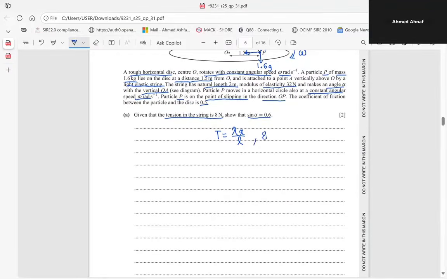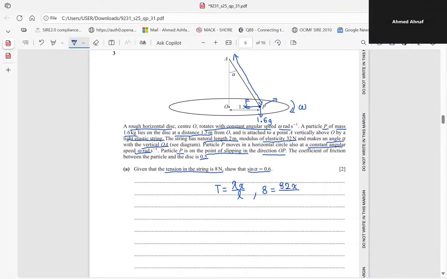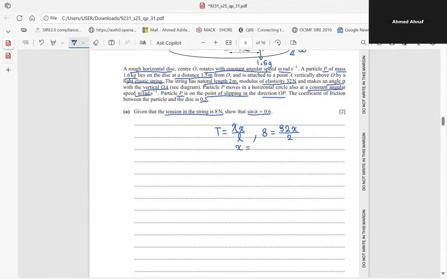Here T is equal to 8 newtons, the tension, and lambda is 32 newtons, and x is unknown, and this is divided by 2. So x would just be 8 divided by 16, which is 0.5 meters. Hence we can say that AP is equal to 2 plus 0.5, which is 2.5 meters.